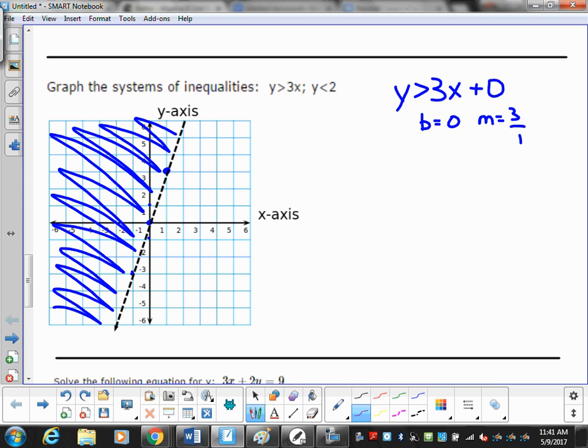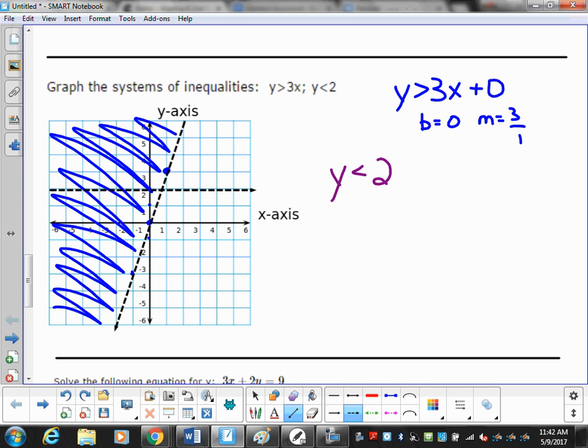On the next one, y is less than 2. This one has no slope, so it's going to be a horizontal line. My line is going to go through the y equals 2 piece. So go up 2 on the y-axis, and it's going to be a horizontal line through there. It's again going to be a dashed line because it's not equal to. And then my shading this time is down because it's less than.